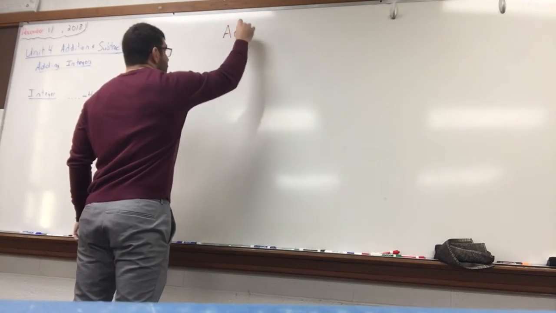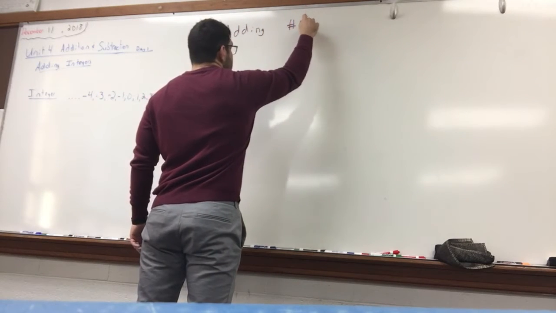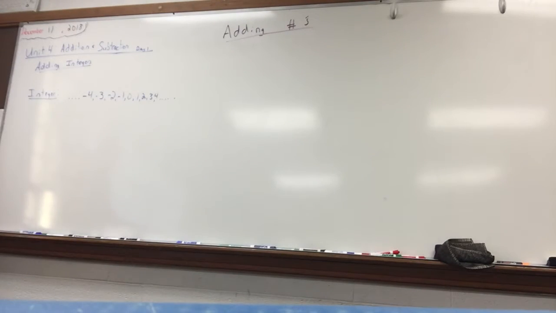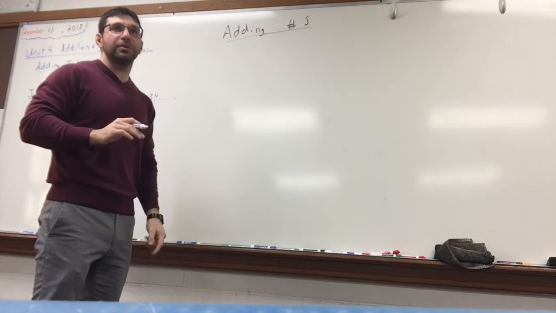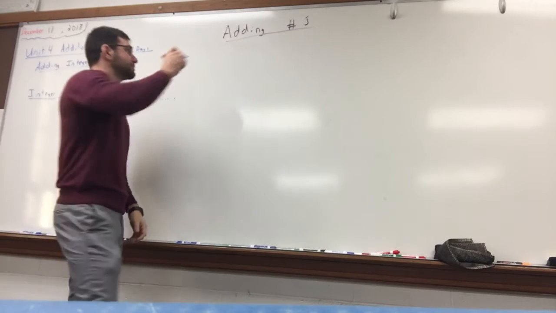So, notice how this just says adding numbers. It doesn't say adding integers, it says adding numbers. It does not matter. These rules will apply for all numbers. There are 2 different ways that we're going to add numbers, because we're only going to add 2 numbers at a time. Everybody with me? We're only adding 2 numbers at a time.